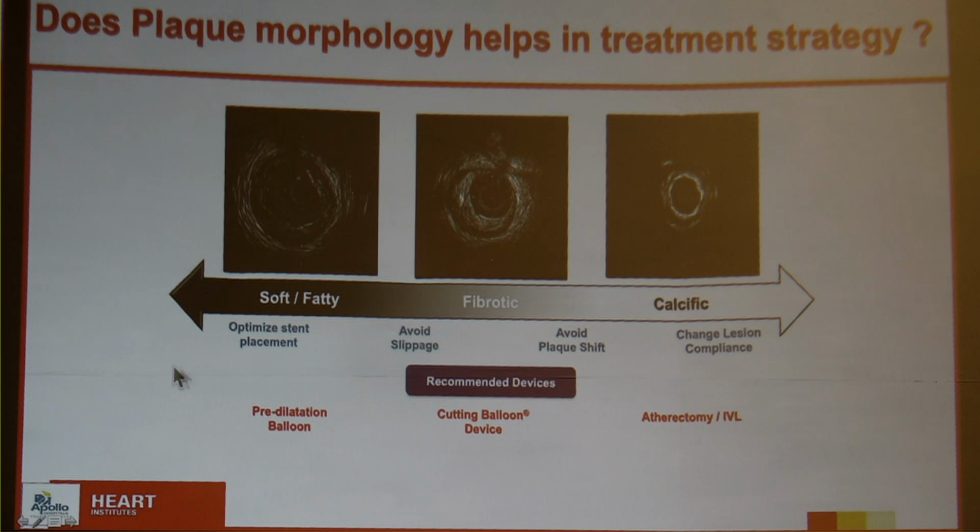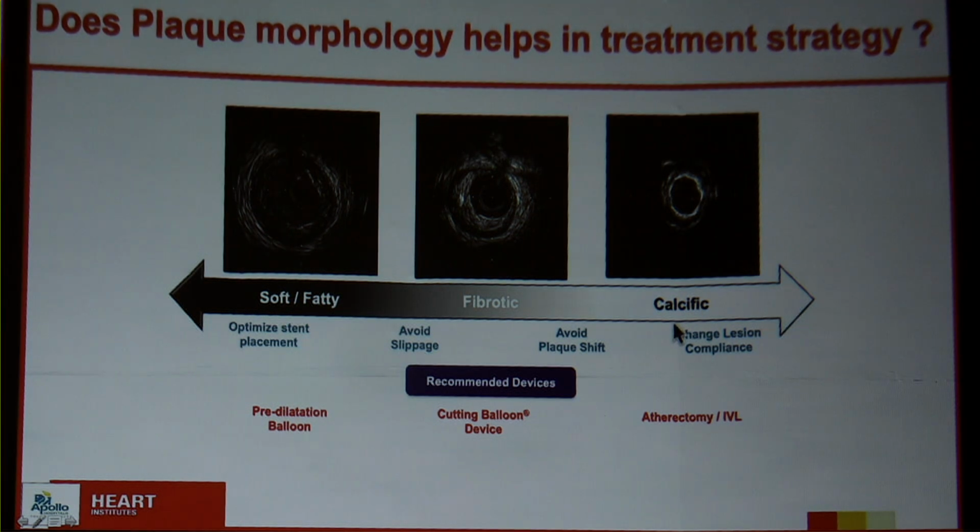If I see from this spectrum to the other spectrum, that is hot fatty plaque, you can just optimize the stent by doing a predilation with a balloon. As we go further to the fibrotic plaque, because these are the plaques where there is slippage or plaque shift, you have to use devices like cutting balloon and other devices, especially oscillating ones. And once you have a calcific plaque, you will start thinking of atherectomy or IVL.